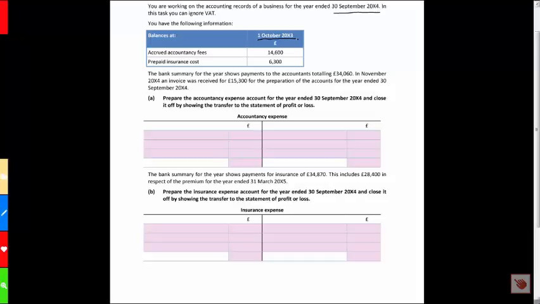So these are our opening balances. And we've got some for accountancy and some for insurance. So what we're going to do is focus on one expense first and then the other. Let's not try and muddle things up. So let's go with accountancy.